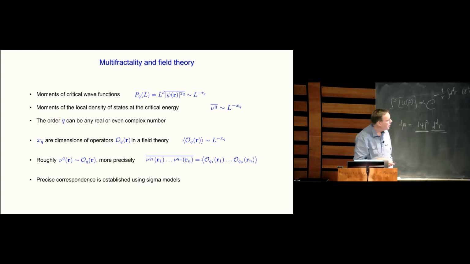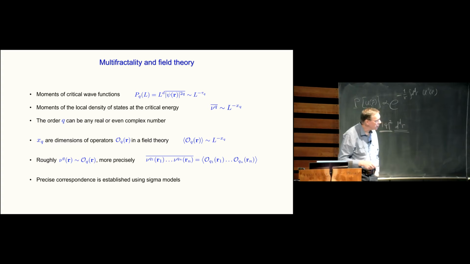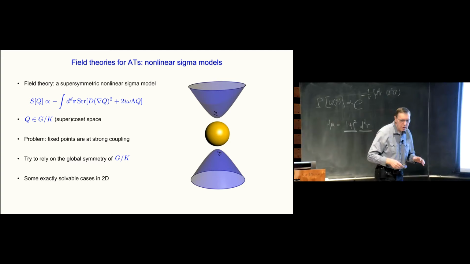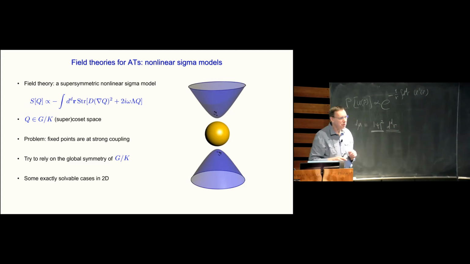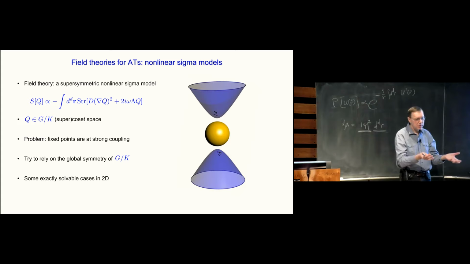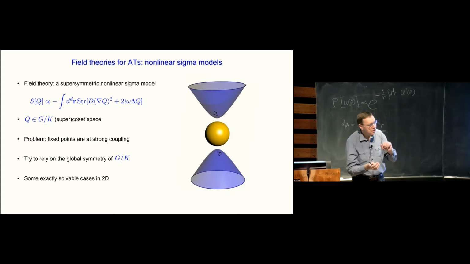Then, as I said, these objects, local density of states moments, map to some specific operators in the field theory, which are scaling operators, and you can have a precise correspondence when you map your disordered system to a field theory. That results in a theory where the object that you study is a matrix that lives in some super coset space. The way you should think about it is some very symmetric object, a generalization of a sphere or hyperboloid where you can allow for rotations or Lorentz transformations of the hyperboloid.